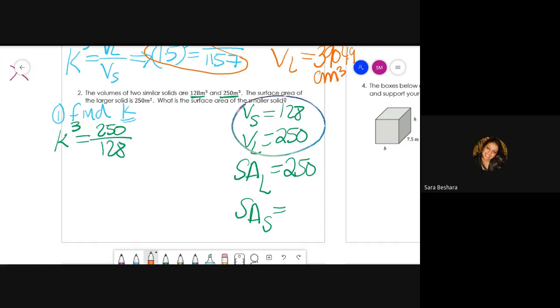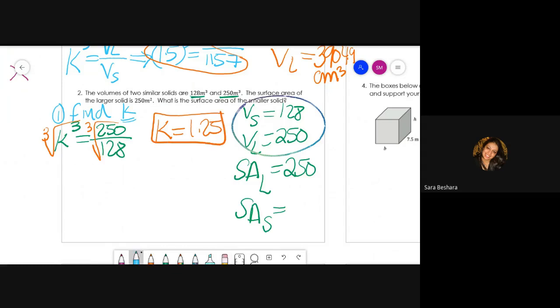What do I do from here? Yes, take the cube root of both sides. So k becomes 250 divided by 128, then you take the cube root. The answer should be 1.25. That's our k. That's step 1.